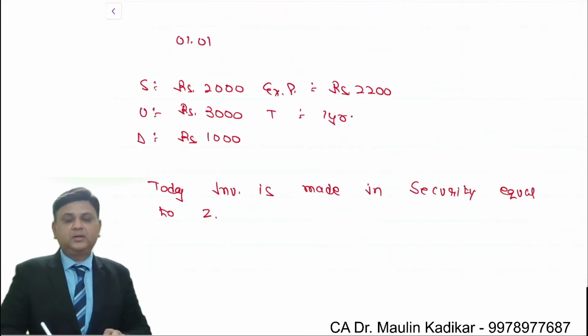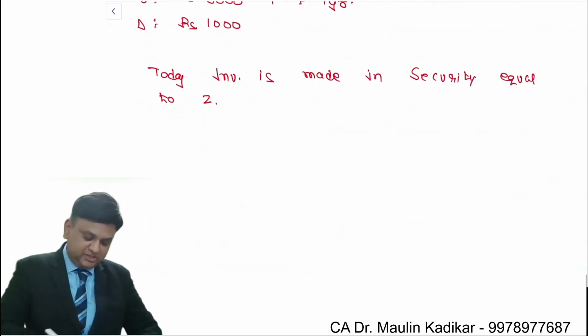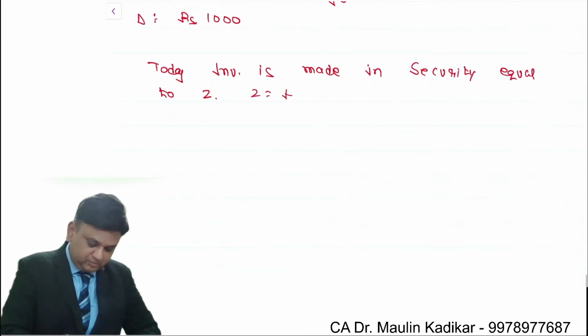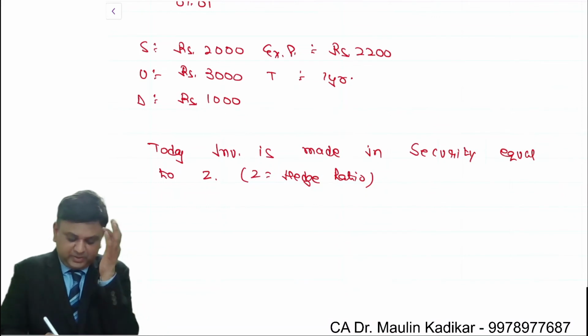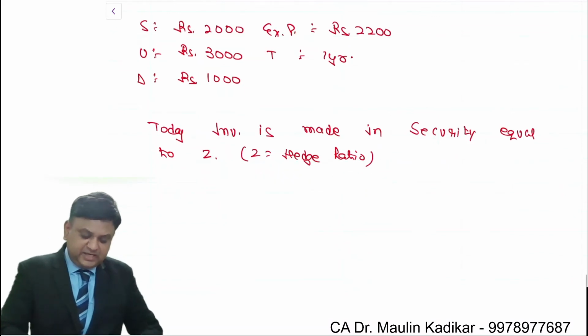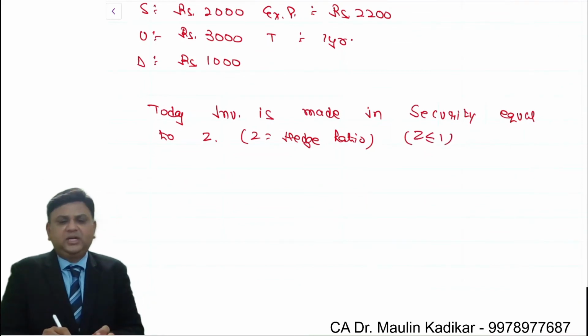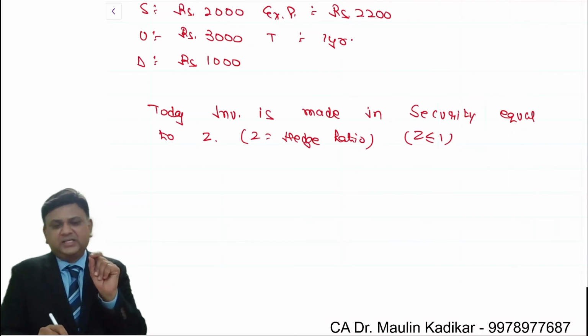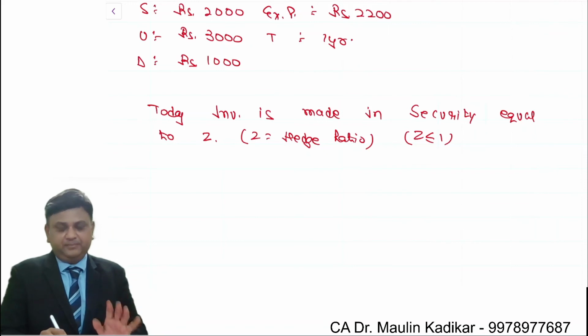Now, how is Z determined? We understand that Z is indicating the hedge ratio. We assign a variable to the hedge ratio, that is Z. Listen carefully to what I am going to speak. Now friends, Z will always be less than or equal to 1. Why would it be less than or equal to 1? For that I want you to hold yourself. I'll explain that to you in the coming time.